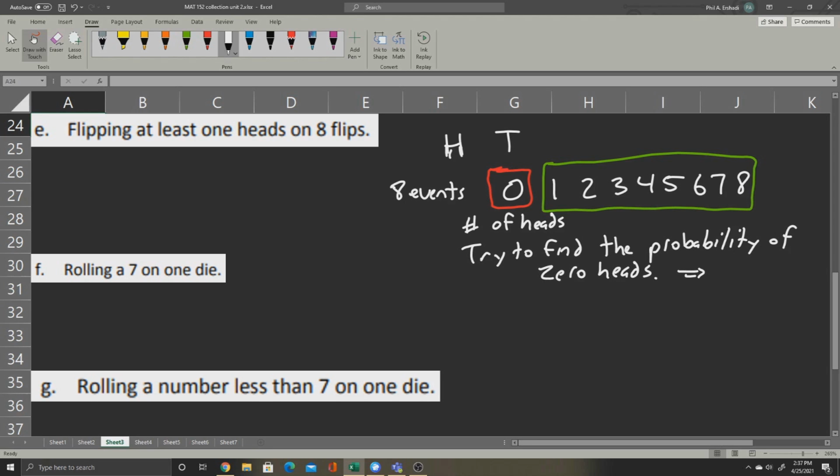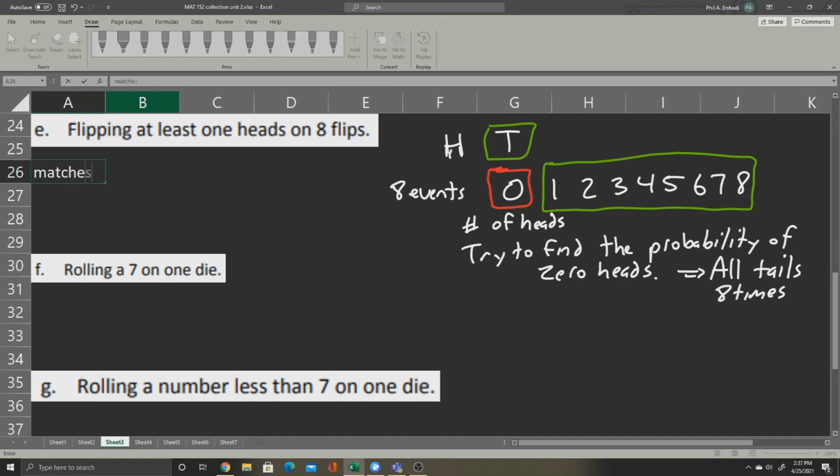Now, if we have 0 heads, that also means that we have all tails 8 times in a row. So let's try to calculate that probability. So, if we're trying to find the probability of getting tails, we'll say that the number of matches is still 1, and for flipping a coin, for one event, we have still only 2 outcomes. So we can say our probability is still equal to the number of matches divided by the number of outcomes.